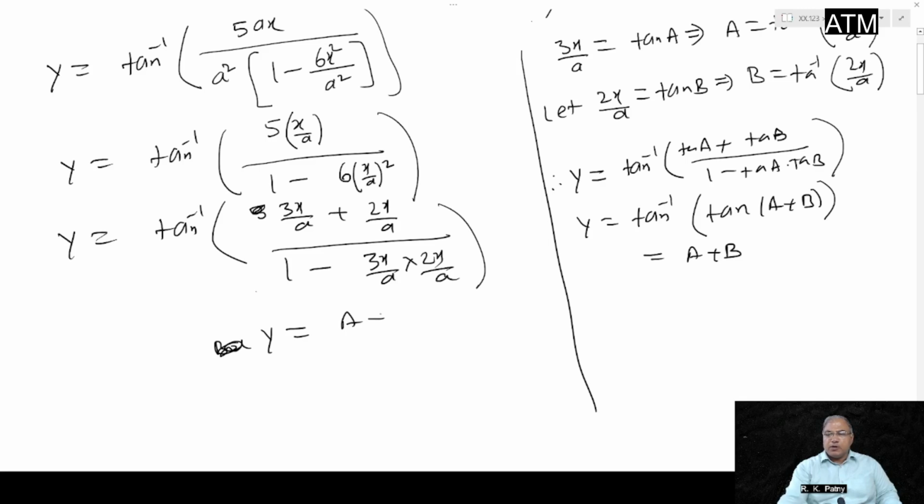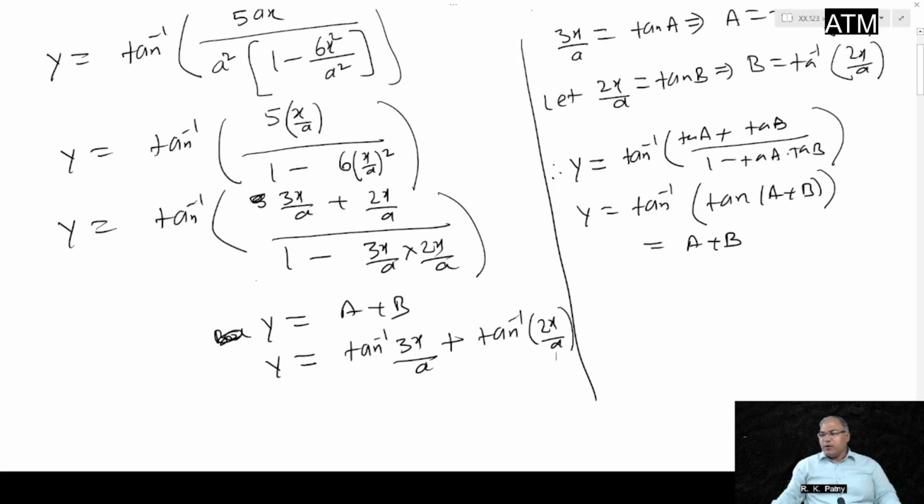Therefore y equals A plus B, but A equals tan inverse of 3x upon a, and B is nothing but tan inverse of 2x upon a. We just now simplified. We have not done any derivative part at all. Now we shall be doing the derivative part.